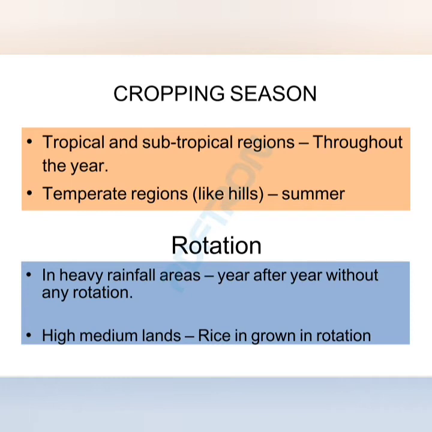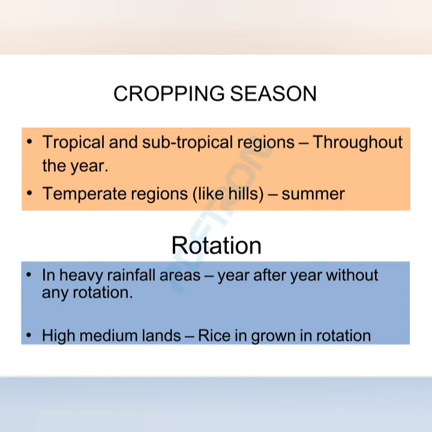And here you must have heard about the rabi crop and the kharif crop. Those crops which are grown during the winter cropping season, that is from the month of October to the month of March, are the rabi crops. And the kharif crops are usually grown in the southwest monsoon cropping season, that is from the month of July to the month of October. So in India, the main cropping seasons are the autumn, the winter, and also the summer.